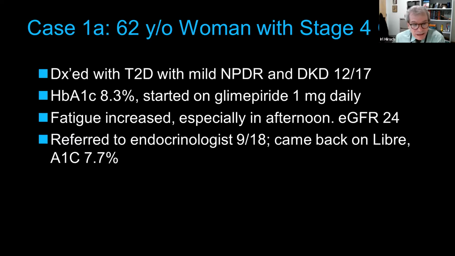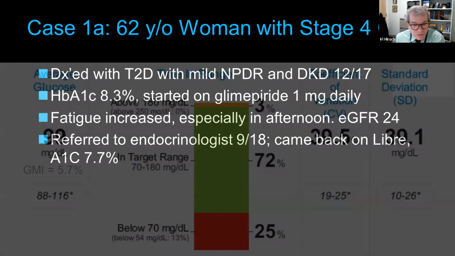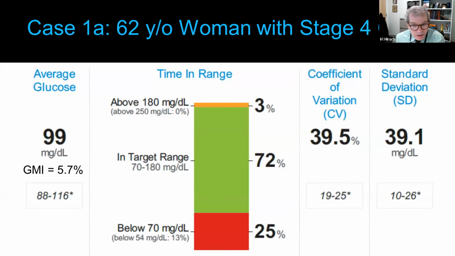Her A1C at the time was 7.7%, and I want you to look at this. You can see her time in range, but I want you to look at her hypoglycemia, 25%. Now her GMI with that average of 99 would be 5.7%, yet her measured A1C at the time was 7.7%. So she certainly had a discordant A1C, but it went the opposite way as you would think for her CKD, where you would think her measured A1C would read lower. Hers, for reasons we don't know, read higher.